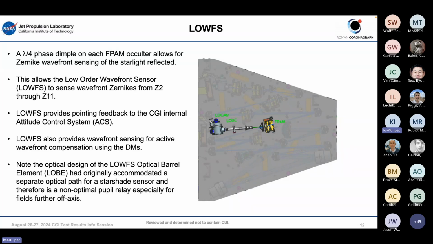Note that the lobe optics was originally designed to accommodate an off-axis path for the starshade, which had been dropped later on. But at the time that we dropped it, we decided just to keep the optical design as is and continue to use the on-axis path for coronagraphy.